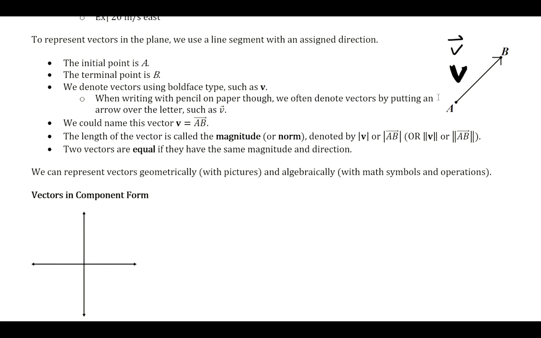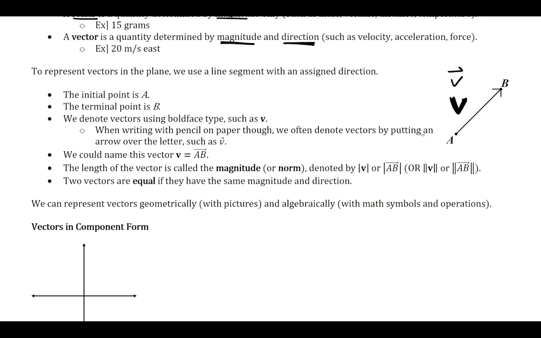The other way that we could denote this vector is to start with A and go to B and show the same arrow. So starting at A, going to B. All of those are the same designation.